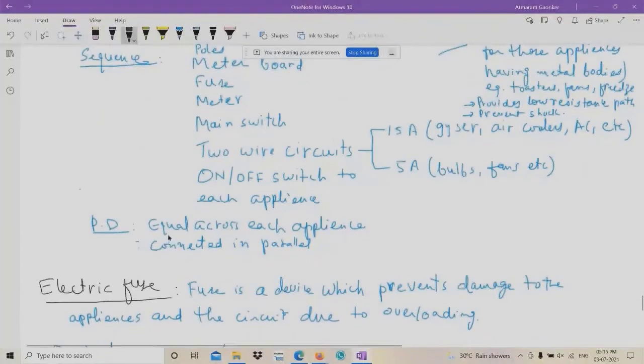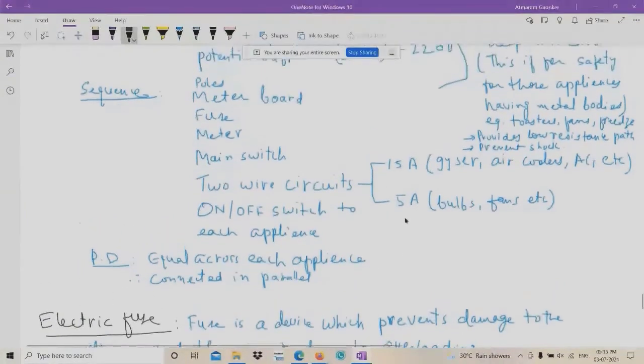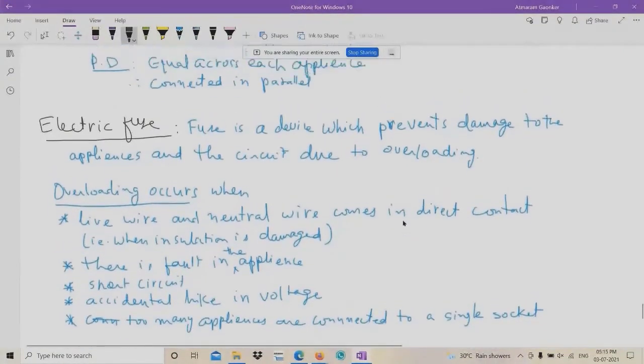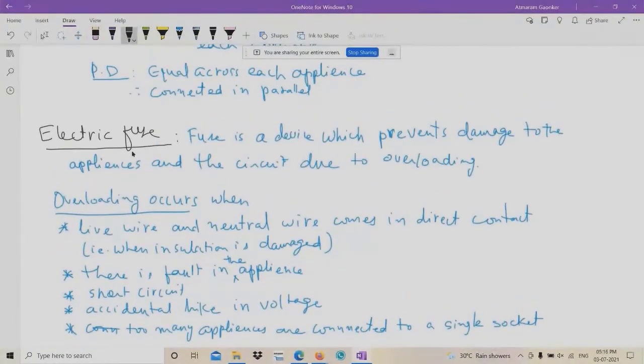Now the potential difference or voltage is equal in each appliance, so that is why all these appliances are connected in parallel. So that is all about domestic wiring. Last, we are discussing the electric fuse. See, there are two protections we are discussing here. One is earthing and the second one is the electric fuse.